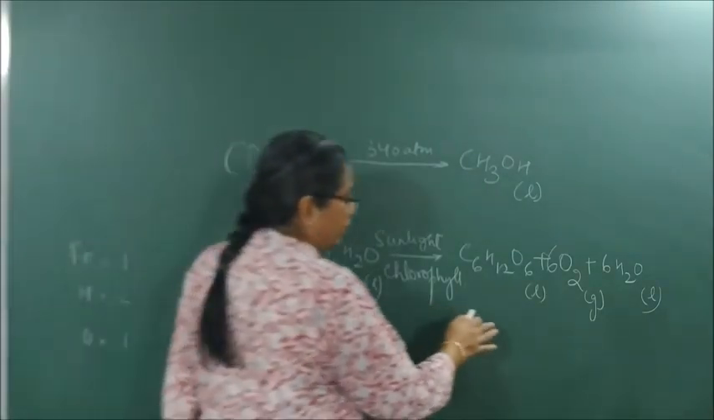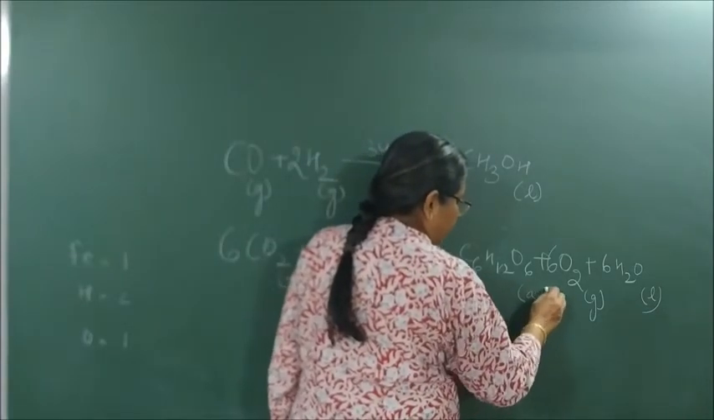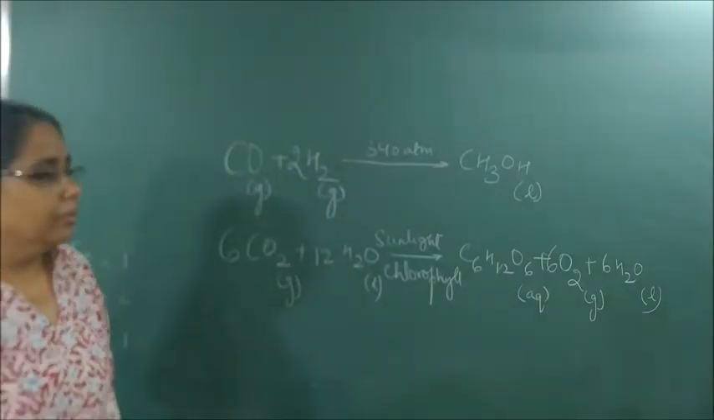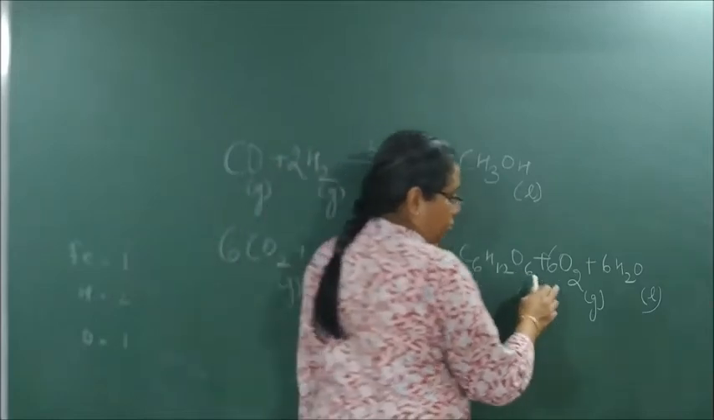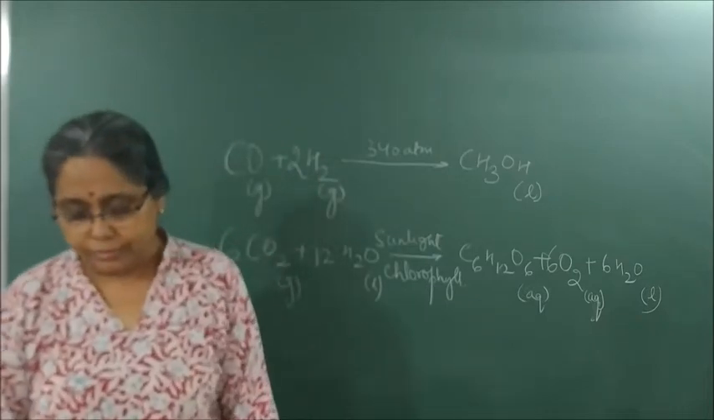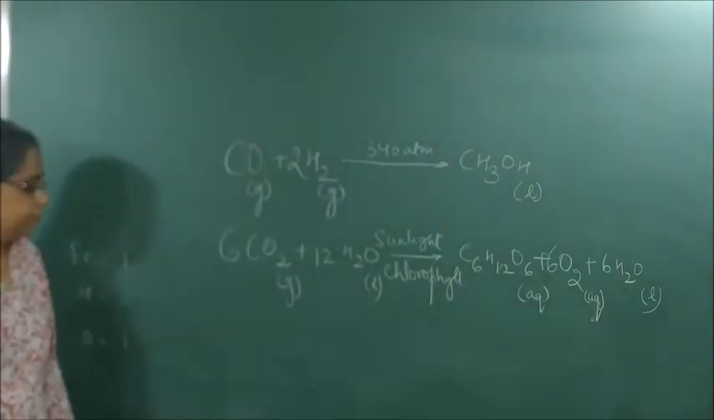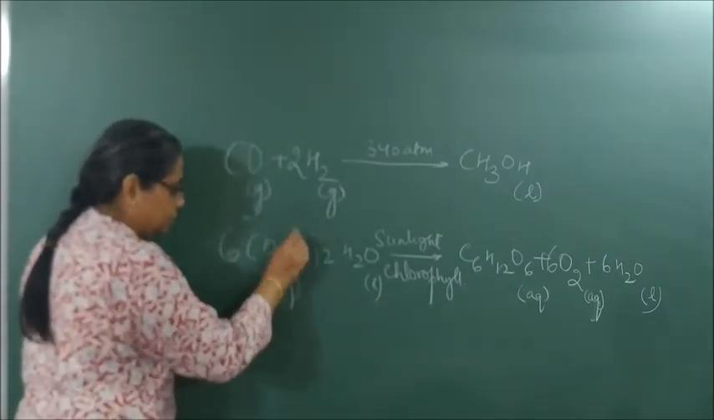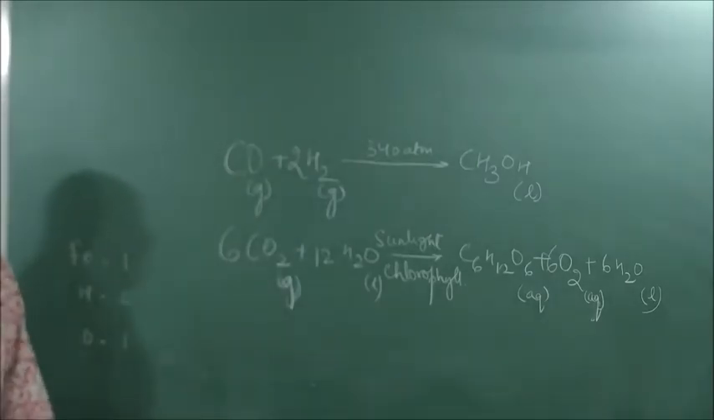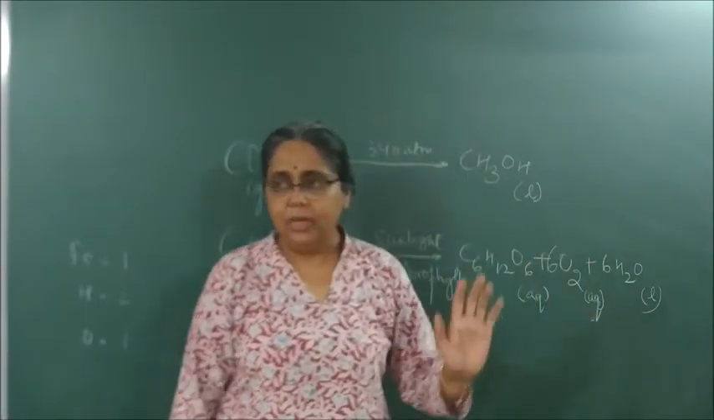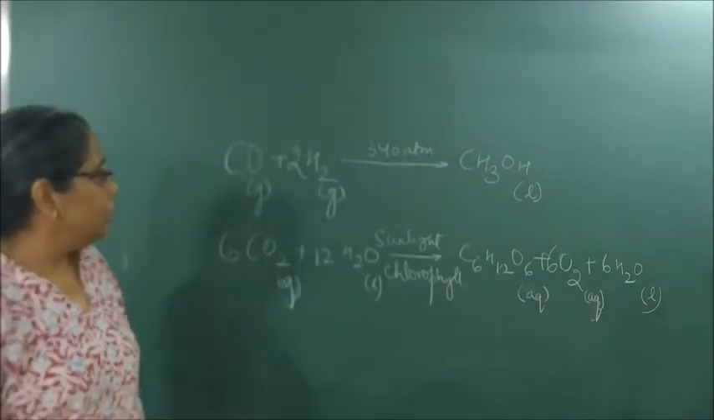I have written it as liquid, you can write it as aqueous, dissolved in water. Some textbooks will write O2 as gas, you can even write this as aqueous because this is also dissolved in water. If you write oxygen as aqueous, you have to make this also aqueous. Or you can write all as gas, as I taught. Your textbook says aqueous, liquid, aqueous, aqueous and liquid. Fine.